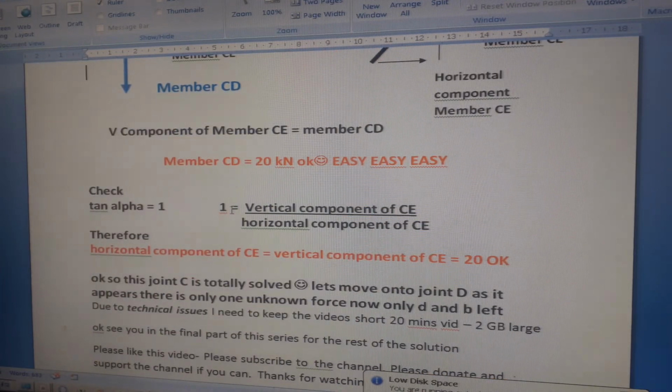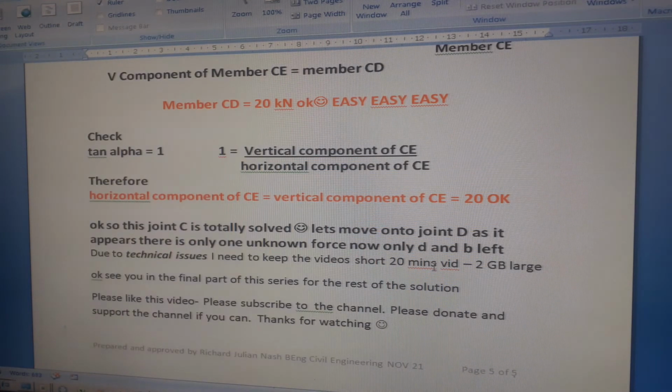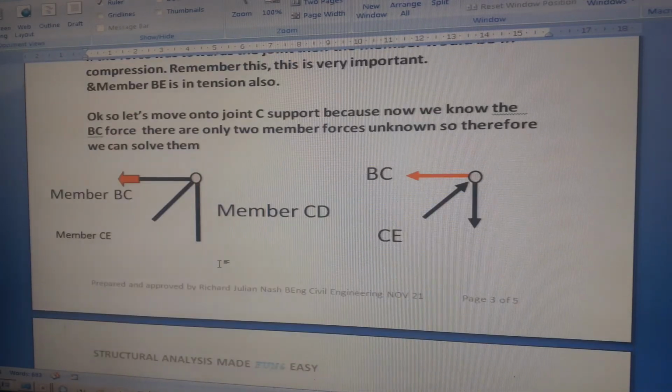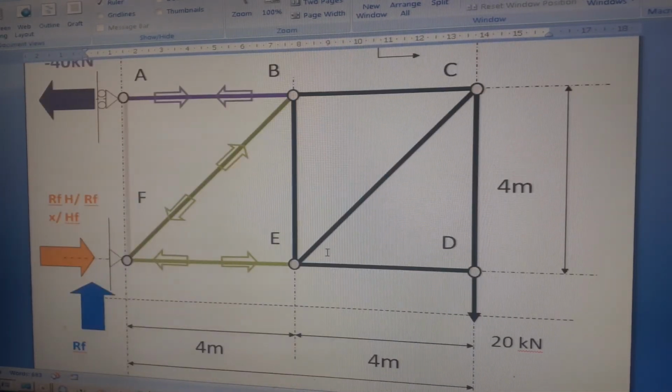Check: tan alpha equals 1, so 1 equals the vertical component of CE divided by the horizontal component of CE. Therefore, the horizontal component of CE equals the vertical component of CE equals 20. So that's it, joint C is totally solved. That's very easy. Let's move on to joint B, the only one we haven't solved. We've found BE and CE, so when we go back to joint B, the only thing we don't know is member ED.